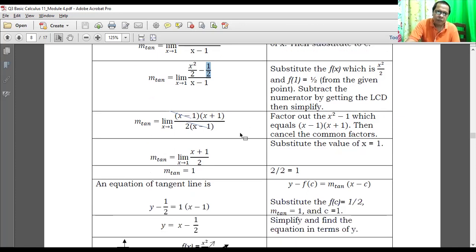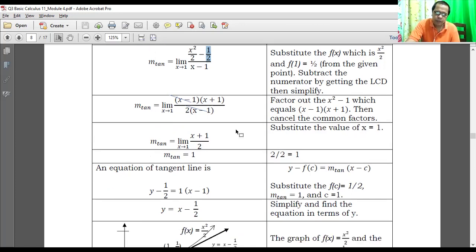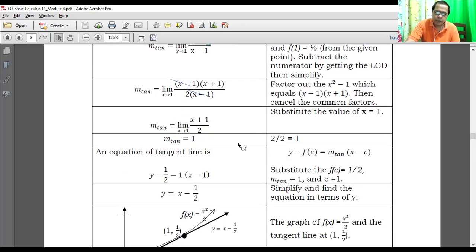Okay? So what happened? The x minus 1 cancels by division. So what remains is x plus 1 over 2. The limit is still there, don't ever forget the limit. And then applying the limit as x approaches 1, you substitute 1 for x, right? Applying the limit, therefore the slope of the tangent is 1.